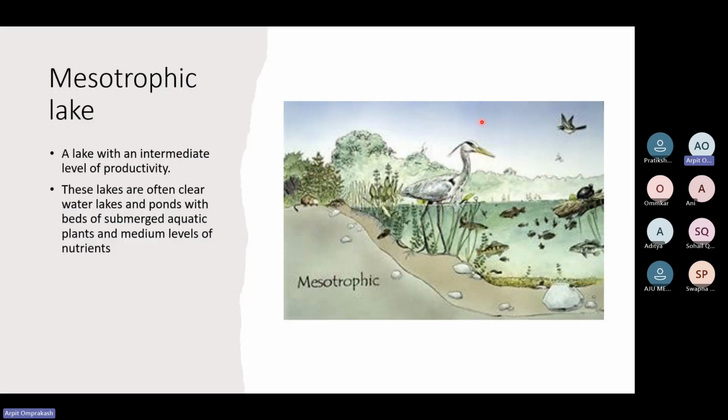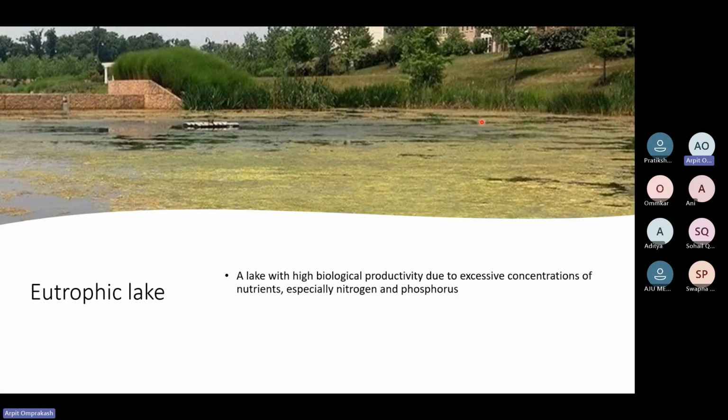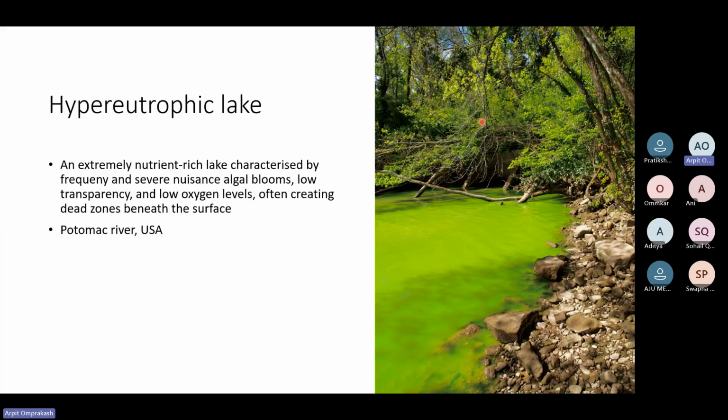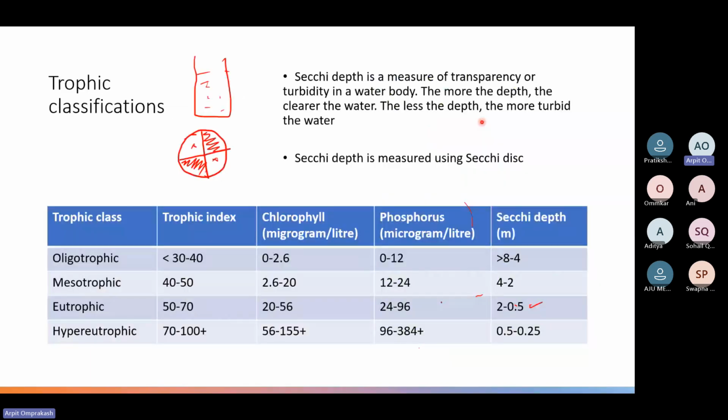Mesotrophic lake has an intermediate level of productivity, some algae, some other plants, and all that. Eutrophic lake has a very high biological productivity due to excessive concentration of nutrients, especially nitrogen and phosphorus. Hypereutrophic lake is the extreme one, which has severe nuisance algae blooms and low oxygen levels, often leading to death of fishes and all other organisms.